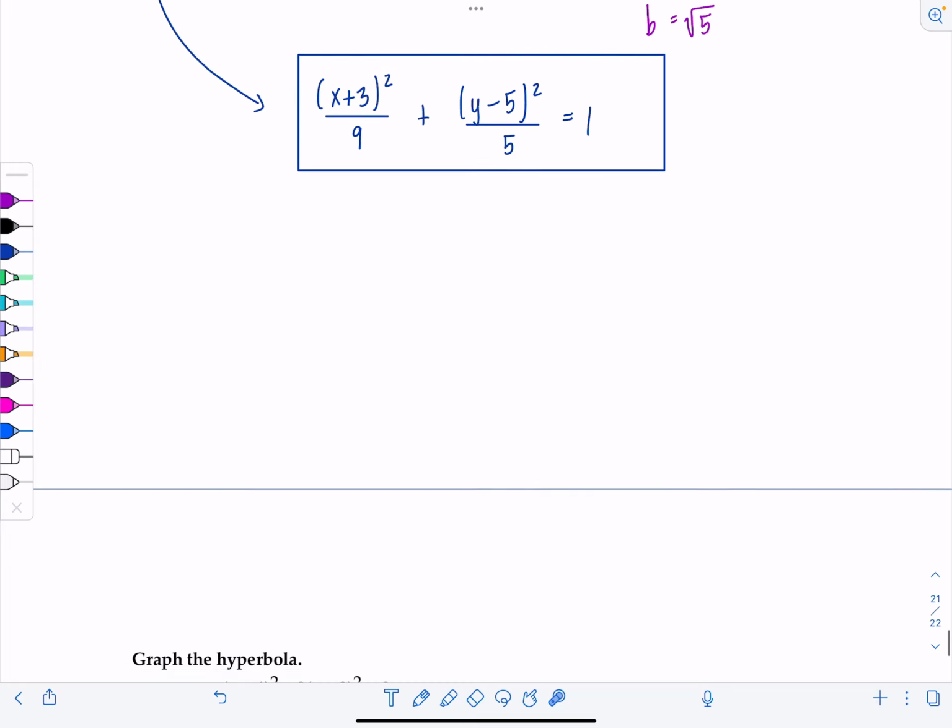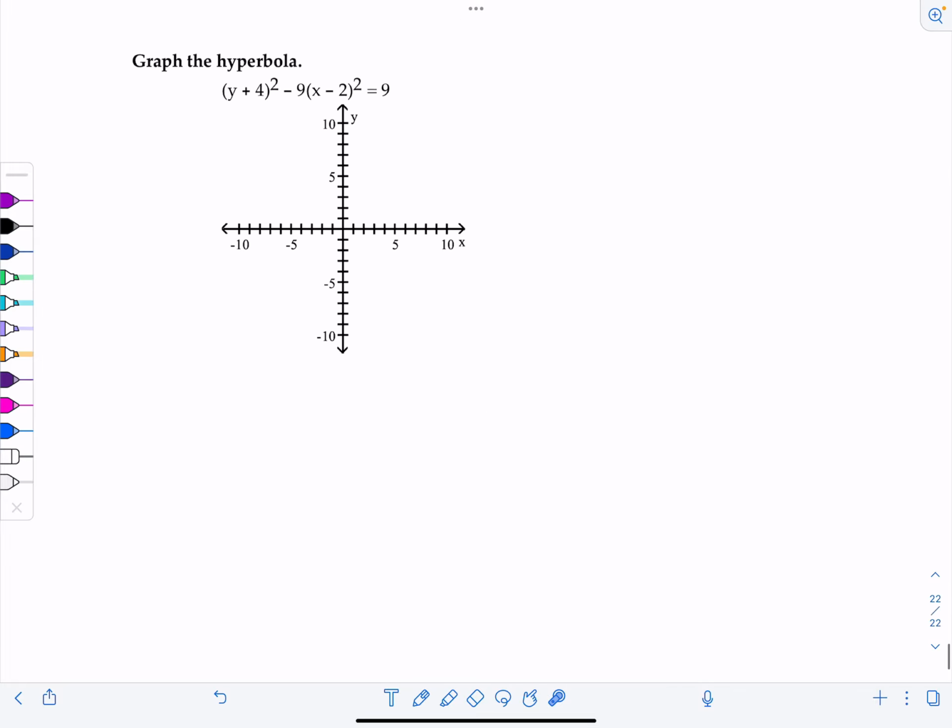Okay, who's left? The hyperbola. How do you know you have a hyperbola? Because there's a minus sign either in front of x squared or y squared. Okay, they've almost got it in standard form for us, but not quite.